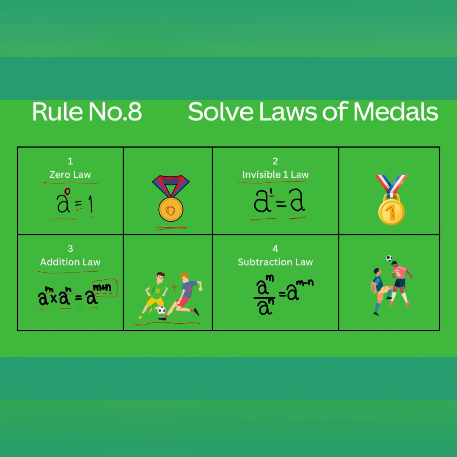Then we have the subtraction law. The subtraction law says a to the power m over a to the power n equals a to the power m minus n. Which means when we have a division of players, one player jumping over another, we must subtract their medals. And the reason why we call it the subtraction law is because we subtract their medals. So as you see in the picture, one player jumping over another, we have to subtract their medals.